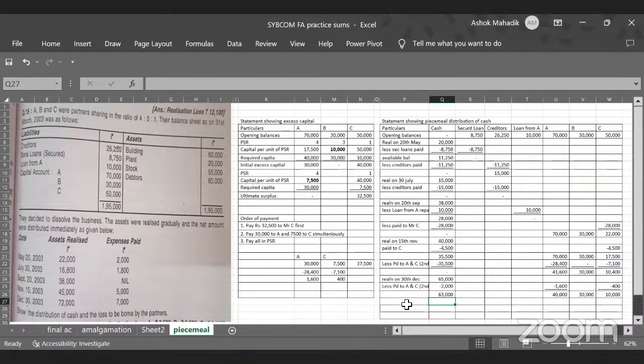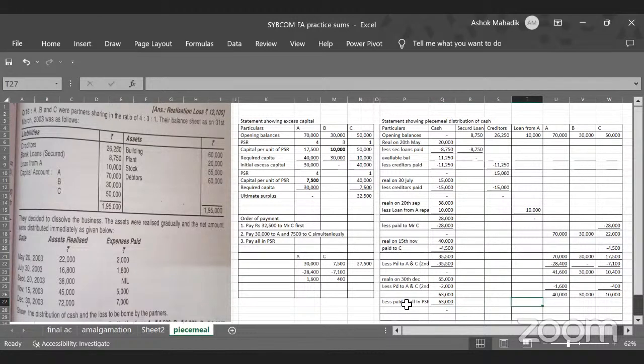As the third payment order says, pay all in PSR. Once the second order of payment is done, the balance in the capital accounts is always in PSR. So now we have to pay them in PSR. So I'll write less paid to all in PSR. Okay, the full 63,000 we have to pay. So our cash will become 0. Clear?